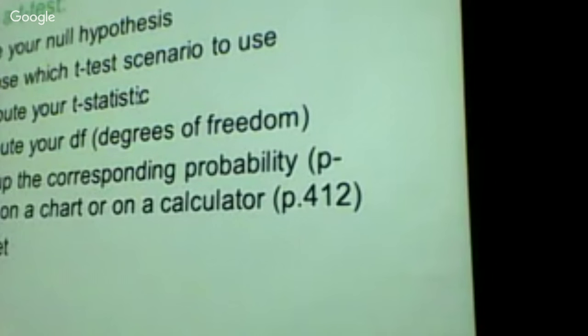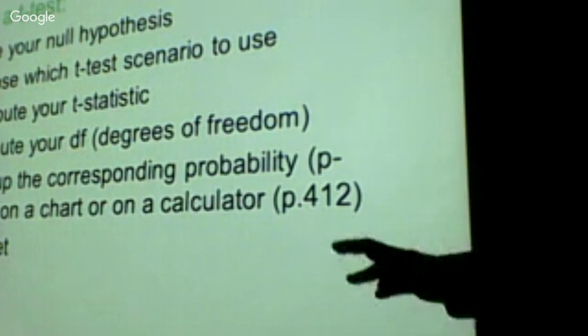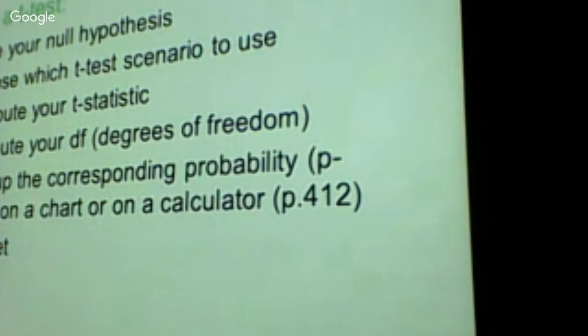Next, we compute the T statistic. How we compute the T statistic depends on which scenario you have identified, because we found out there's 6 different formulas to use. You've got to choose which one is the right one. You're going to compute your degrees of freedom. How you compute your degrees of freedom, again, depends upon which t-test scenario you chose. So that second step there is quite important.